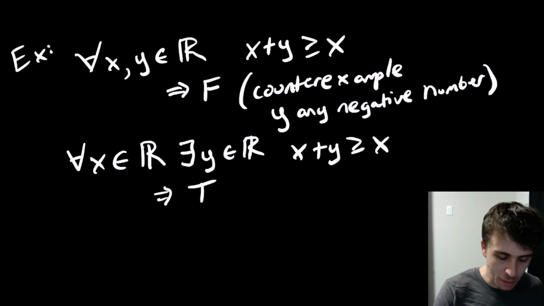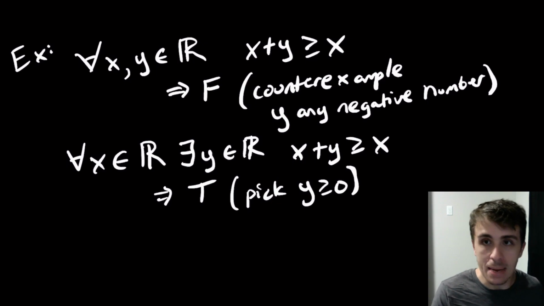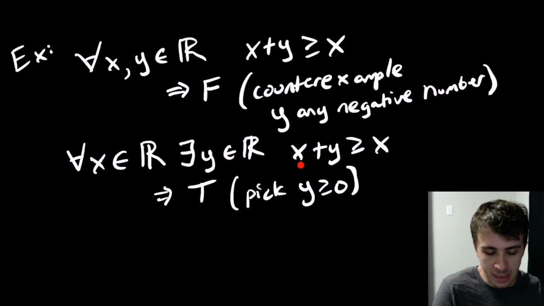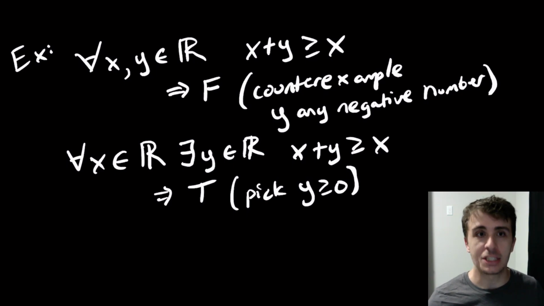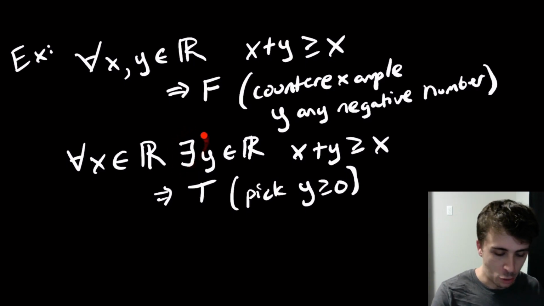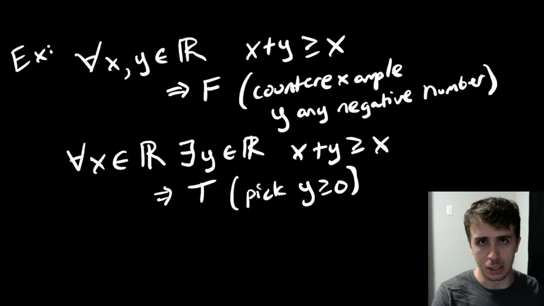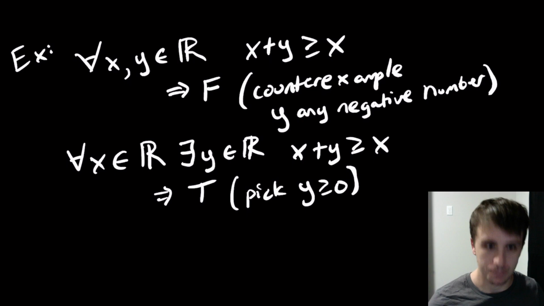And how do we know this? We can just pick y to be at least 0. Any number at least 0 would work here. Because if we have y even equal to 0, that's fine. Then x is always at least x for any choice of x that we have. So that's a simple example of where the quantifier really matters, where exists and for all really make a difference.